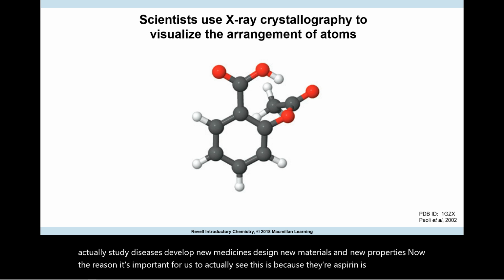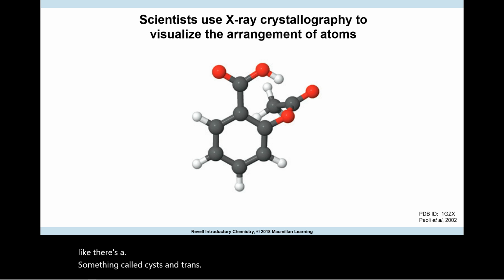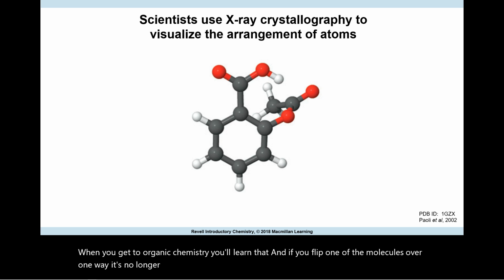Now, the reason it's important for us to actually see this is because aspirin is one turn away. There's something called cis and trans. When you get to organic chemistry, you'll learn that. If you flip one of the molecules over one way, it's no longer aspirin, it is something else.